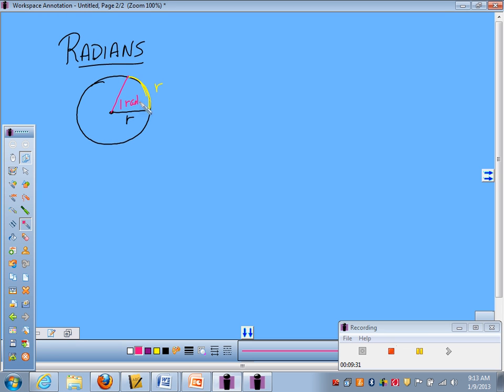So an angle of 1 radian is an angle whose arc is the same length as the radius. Now, the cool part of this is that it doesn't matter how big your circle is. If I draw a little bitty circle, that means my radius got shorter, right? If I mark off that shorter radius, I will still get the same size angle. That angle will still be 1 radian. The angle will still be the same regardless of how big or small your circle is. So the angle can vary proportionally with the size of the circle, which is pretty sweet.